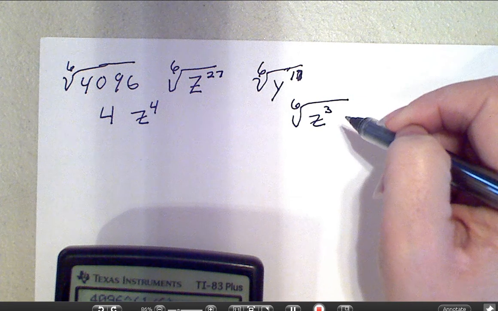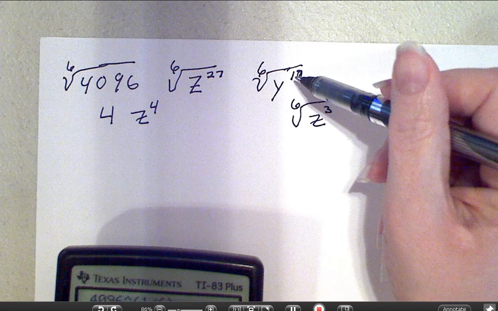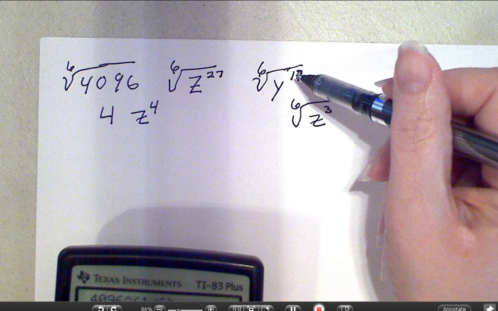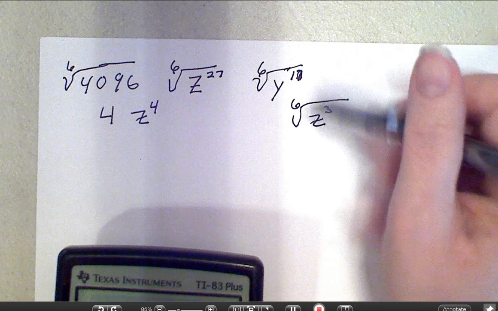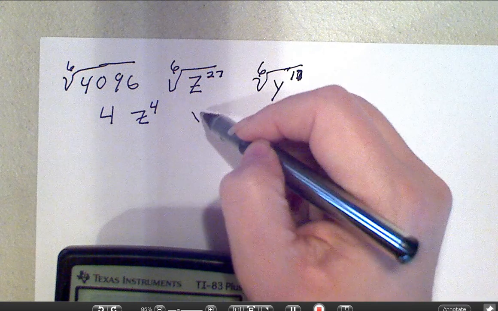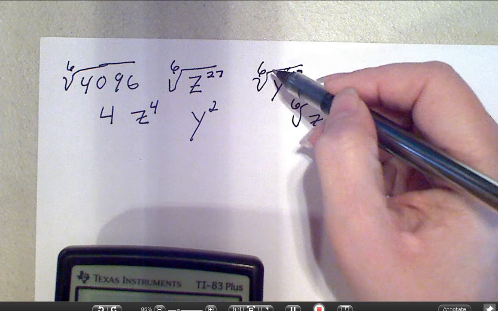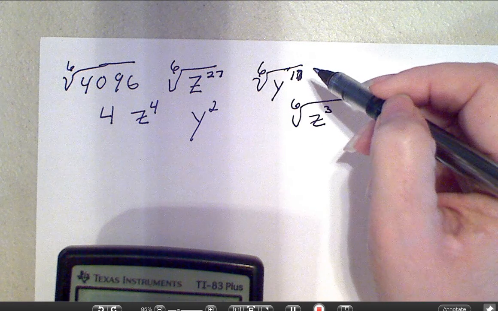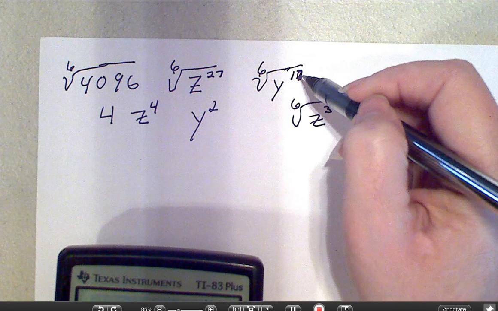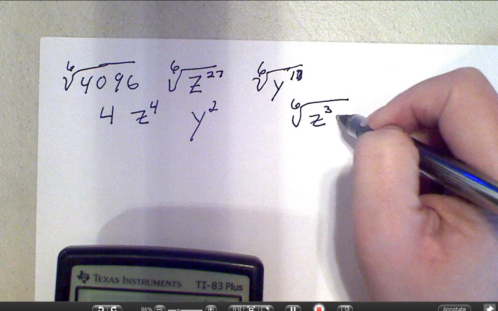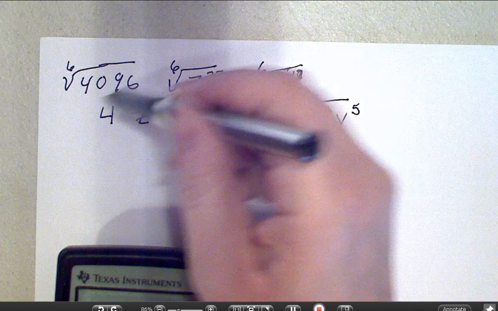And then I have to find out how many y's. I had 17 y's, so I have 17 divided by 6. And so I have 2 of them. I can take 2 out, so I have y squared. And how many do I have left? 6 times 2 is 12, and then I have 5 left over because I had 17 of them. So I have 5 left over, and so that is my answer.